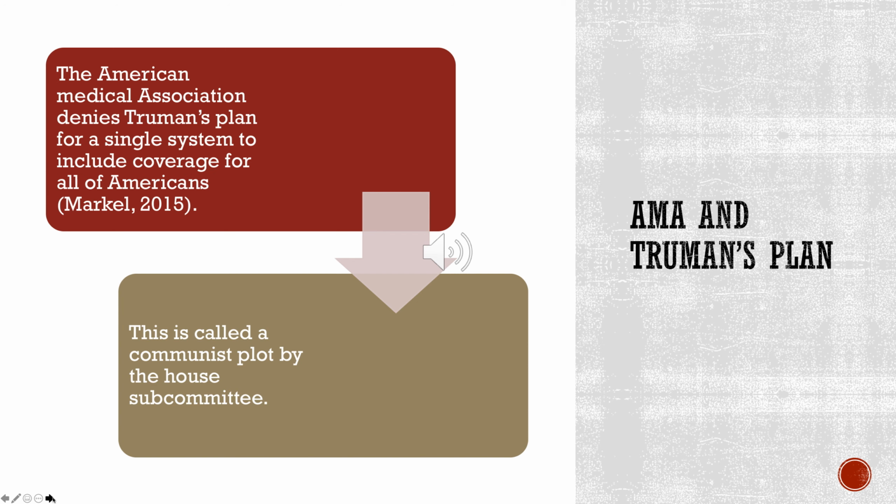We're continuing on with the AMA and Truman's plan. The American Medical Association denies Truman's plan for a single system to include coverage for all Americans. They call this a communist plot by the House subcommittee. So it's definitely turned down, and we're still fighting that fight today on a universal coverage system, and whether it's appropriate and how we can do it to meet everybody's needs, and how it can be less expensive for people and more cost effective. So it's amazing that we're still dealing with that today, and we still haven't come up with a really good plan.